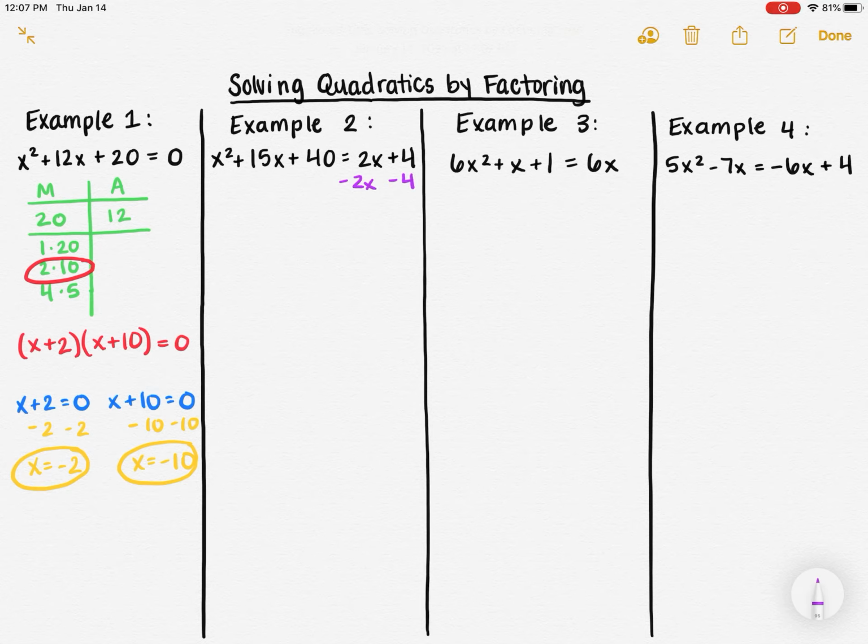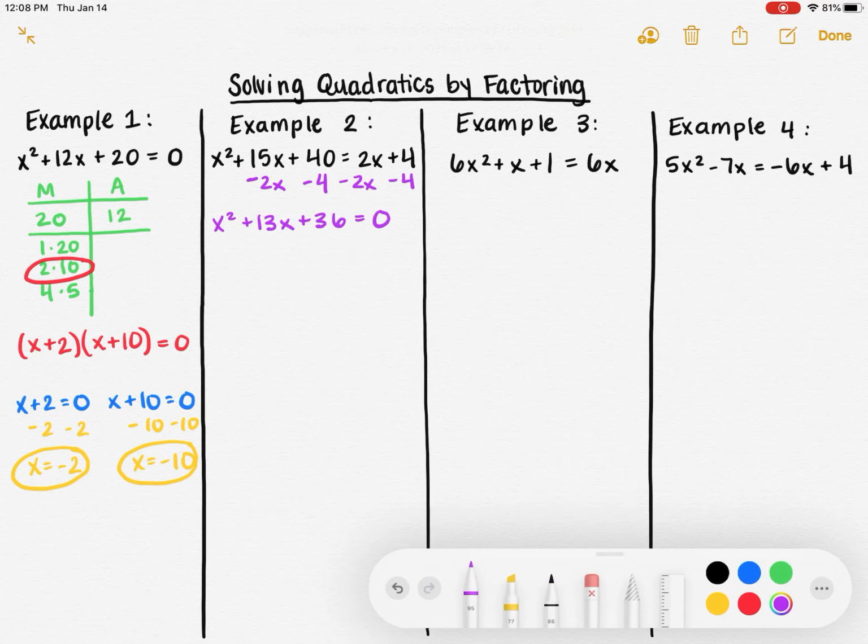And then when I do this on the left side, I'm going to line it up with its like term. So 2x would be subtracted from 15x because they both have 1x. And 4 would be subtracted from 40 since they're both constants. So that will give me x squared plus 13x, when I subtract the 2x, plus 36 equals 0. Now I'm ready to factor.